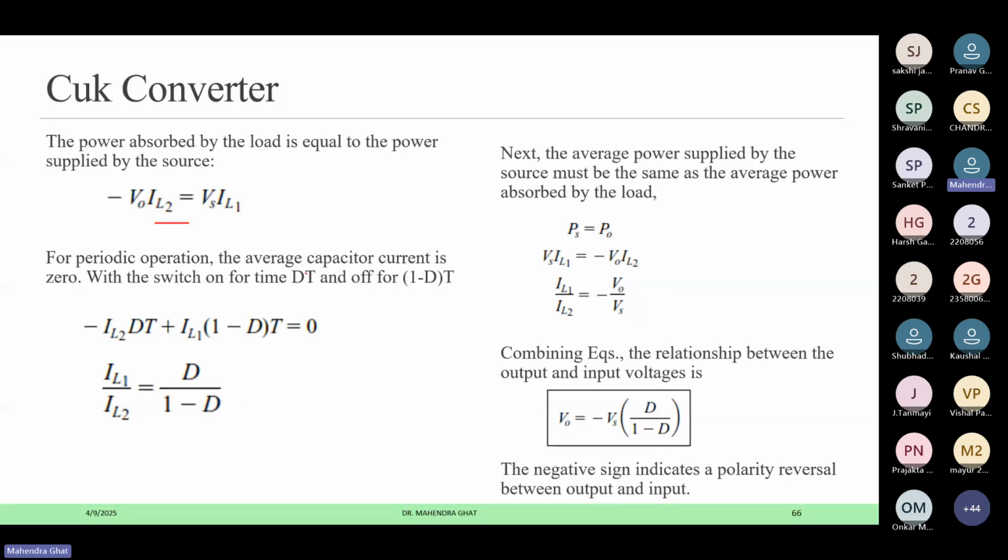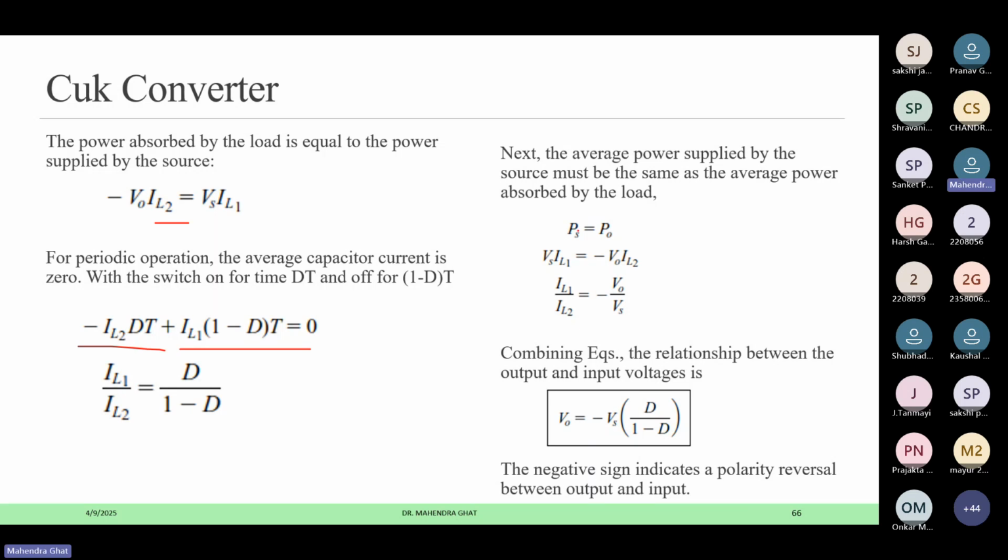For periodic operation, the average capacitor current is 0. So with the switch on for time dT and off for (1 minus d)T, we can say the average capacitor current will be 0. So minus IL2 into dT plus IL1 into (1 minus d)T is equal to 0. So you can say IL1 by IL2 is equal to d divided by 1 minus d.